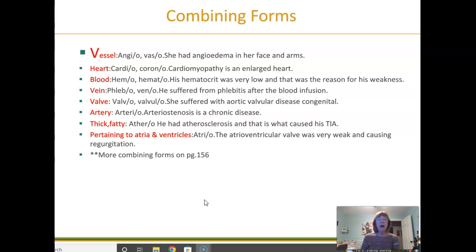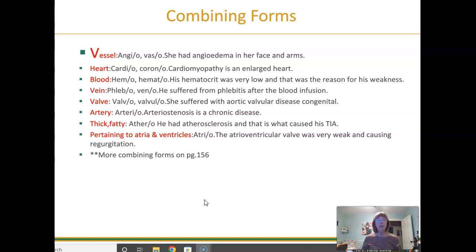Valve, valvo. She suffered with aortic valvular disease, it was congenital. Why is it congenital? It was from birth, okay? So valvulectomy is a removal of a valve. Valvular can be used in a disease.